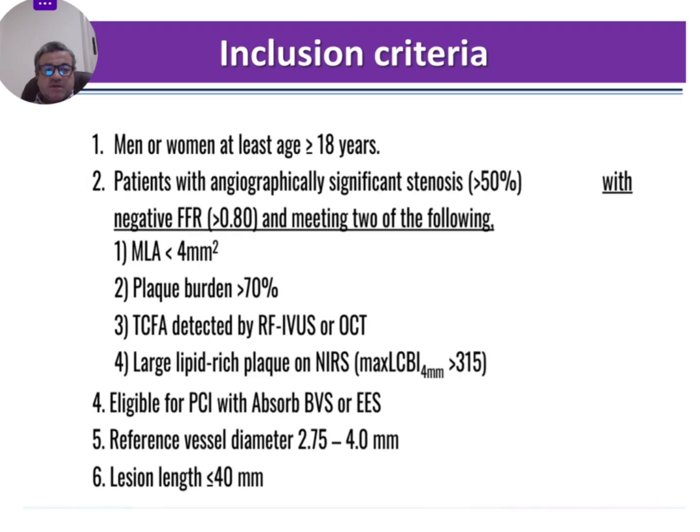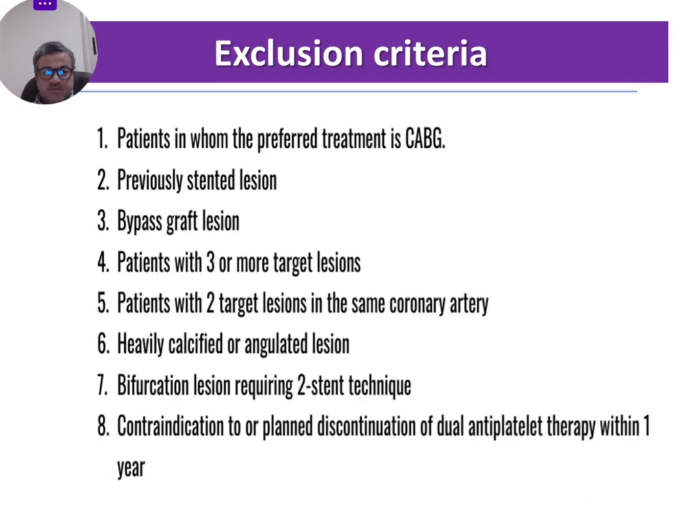The inclusion criteria include men or women at least 18 years old, patients with angiographically significant stenosis of more than 50% with negative FFR more than 0.80, who meet two of the following criteria: minimal luminal surface area lower than 4 mm², plaque burden more than 70%, TCFA detected by radiofrequency IVUS or OCT, and large lipid-rich plaque by NIRS. Number 4 is eligibility for PCI with bioresorbable vascular scaffolds or everolimus-eluting stents, reference vessel diameter of 2.75 to 4 mm, and lesion length lower than 40 mm.